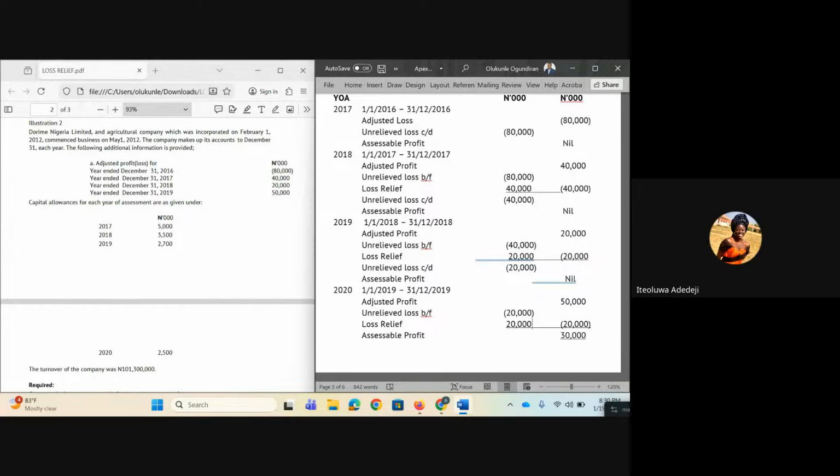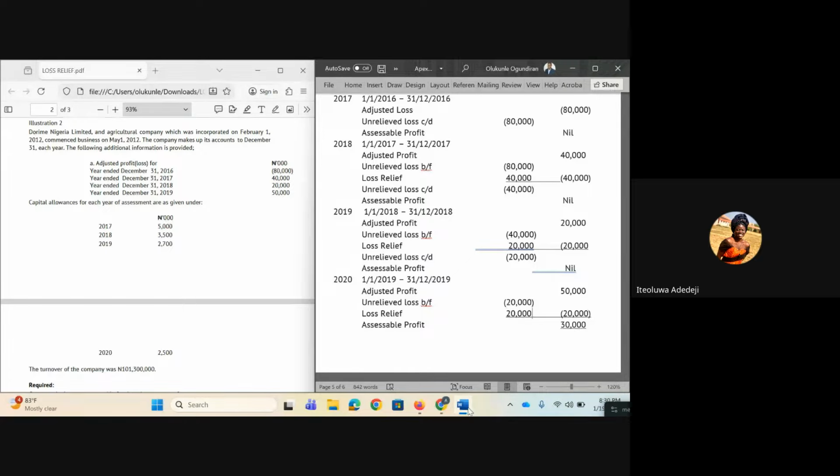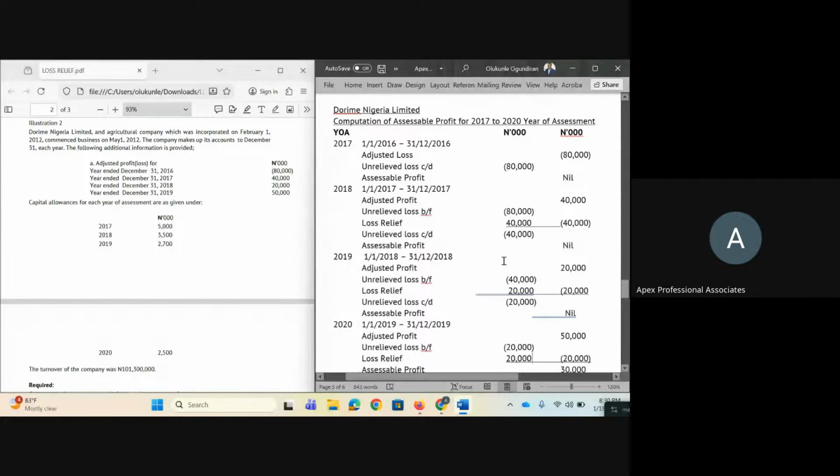Yes, we have two more questions. It says, please need explanation on the year of assessment. The year of assessment is on preceding year basis. Don't forget, ongoing businesses will be assessed with tax on preceding year basis. So since the first year is 2016, preceding year basis means it will be 2017. 2017 simply means it's going to be 2018. 2018 simply means it's going to be 2019.